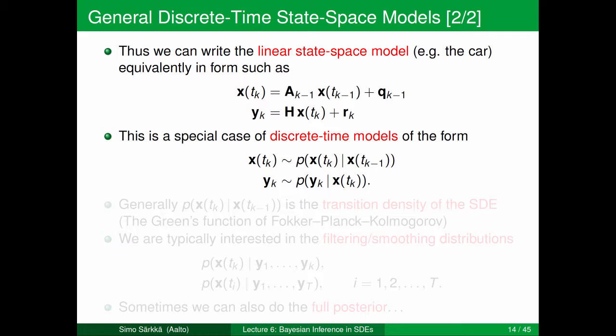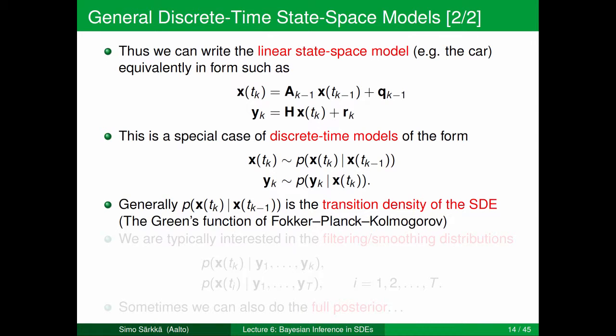And the measurements are defined by a measurement model, which is the conditional distribution of measurements y_k given x at t_k. But now, because SDEs are Markovian, the transition densities are well defined, and the transition densities for SDE models are actually the Green's functions for Fokker-Planck-Kolmogorov equations. So we can always do this kind of discretization.